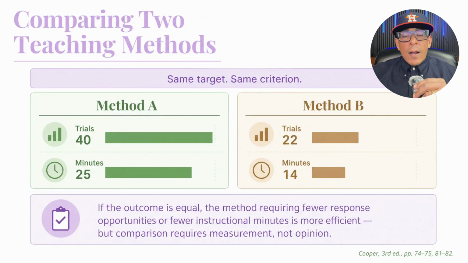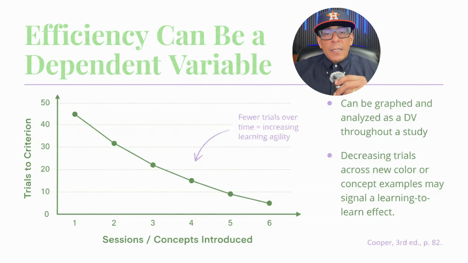The cleanest comparison keeps the target and criterion the same while comparing how many trials or how many minutes each method required. The text logic is simple. If the outcome is the same, the method requiring fewer opportunities or fewer instructional minutes may be more efficient. But the comparison needs measurement, not opinion. Direct and frequent measurement helps practitioners detect successes and failures so they can adjust treatment instead of relying on subjective judgment. Trials to criterion can be collected and analyzed as a dependent variable throughout a study.